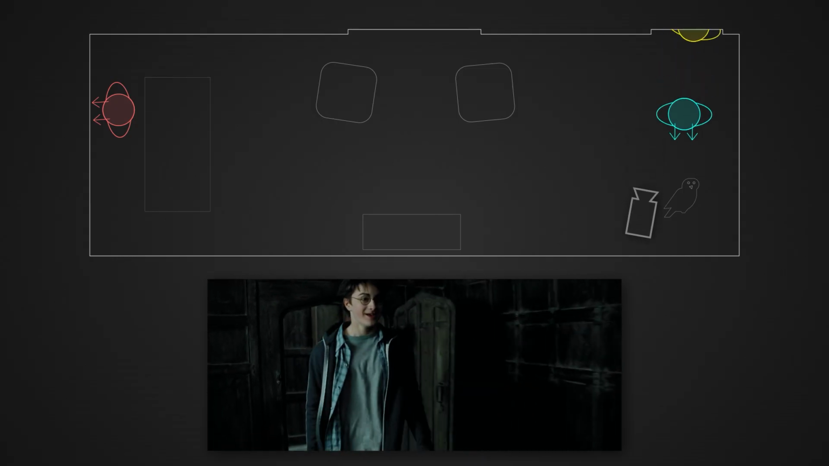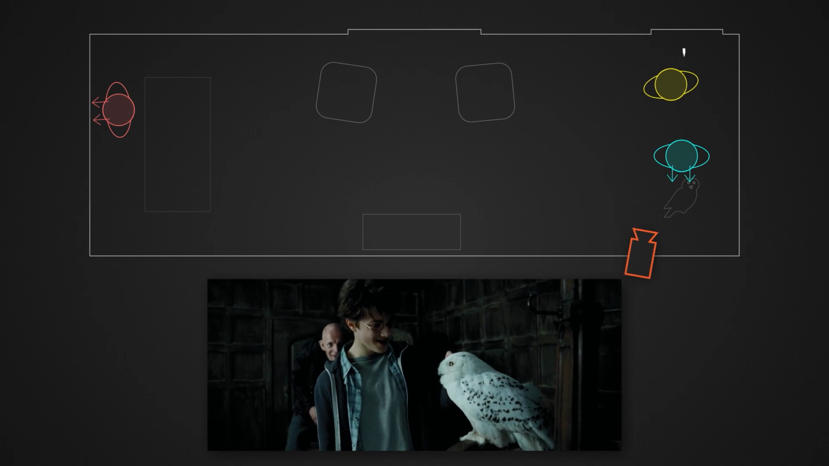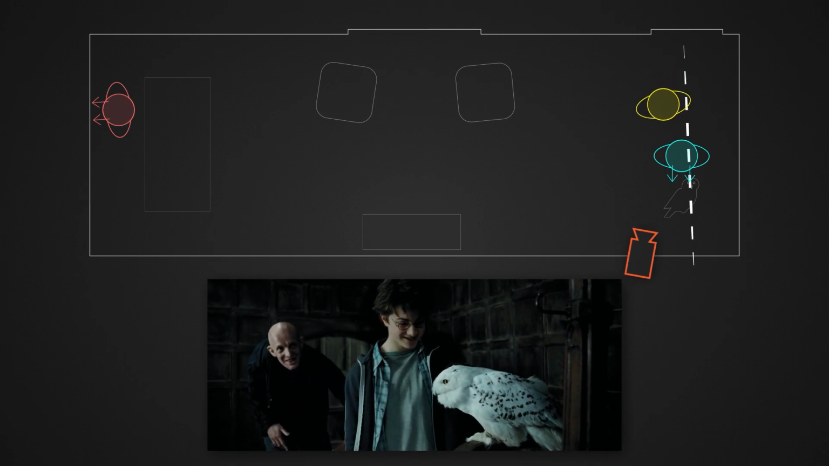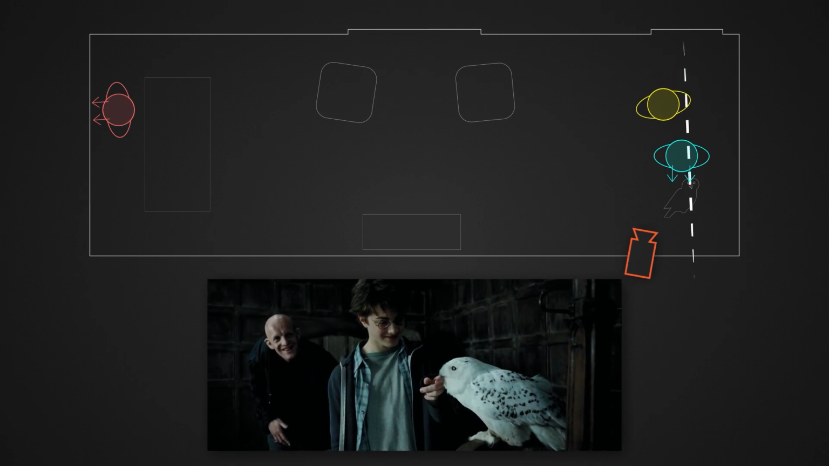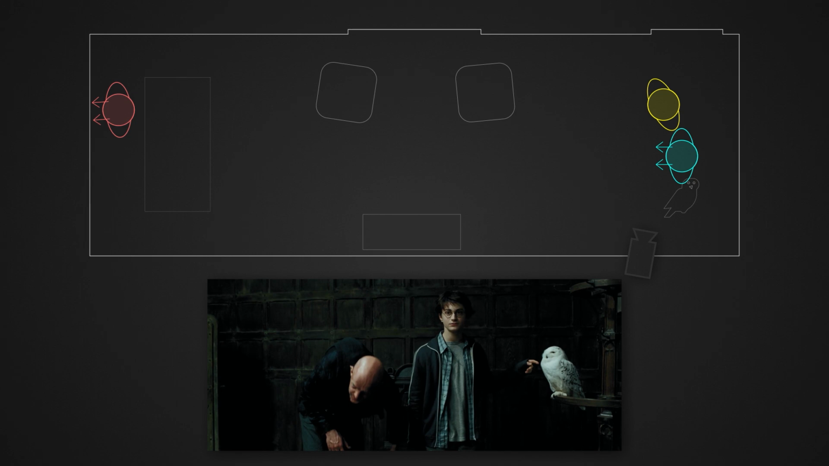First, Harry walks in, and we have a camera positioned here. In this instance, Harry is on the left side of the screen, looking towards the right at the owl. But once Harry hears a voice in the distance, he turns, and the editor chooses to cut to this camera angle. Harry is now on the right side of the screen, looking towards the left.